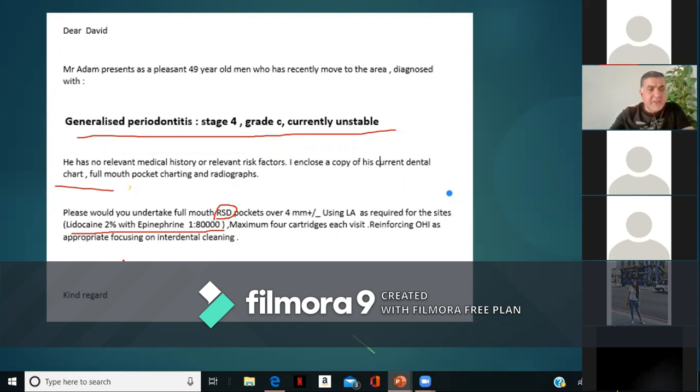So this is just to give you an idea about how we refer and what to refer. For people doing part 2, it's important for you actually.